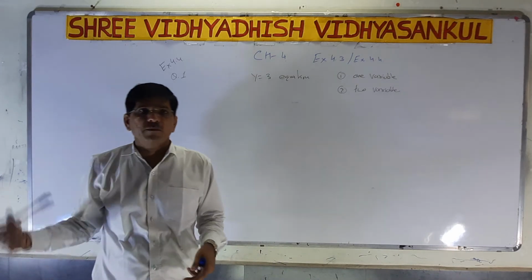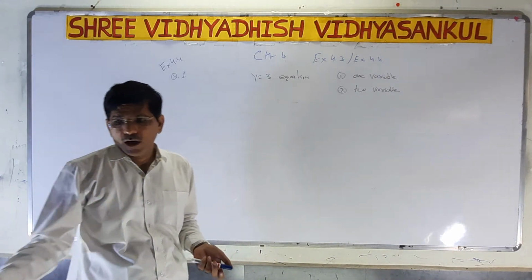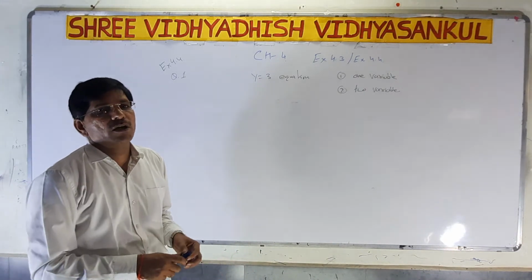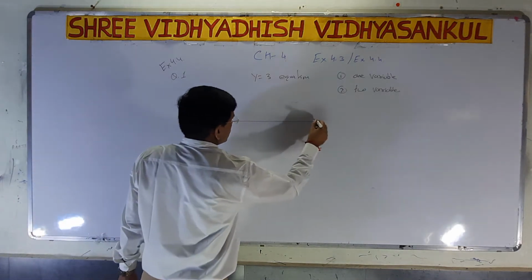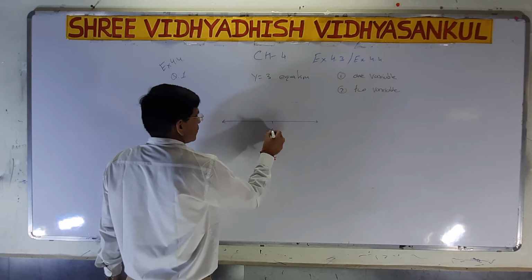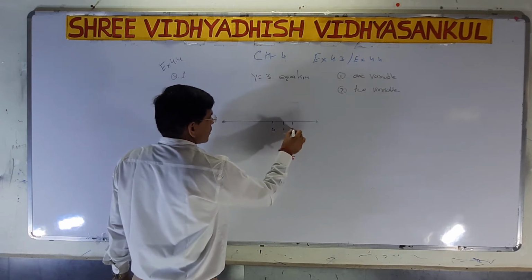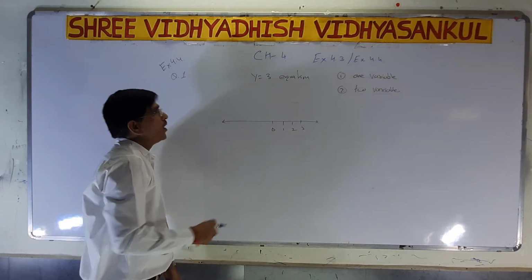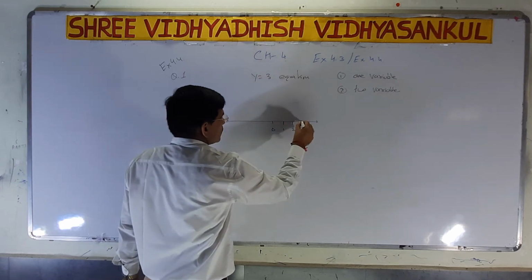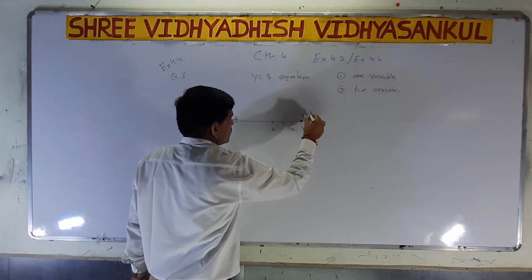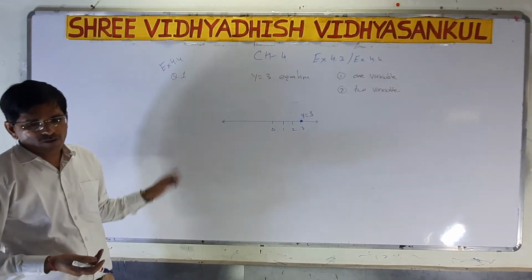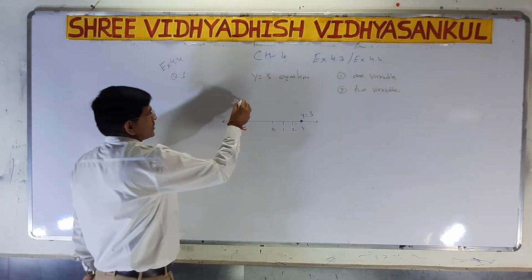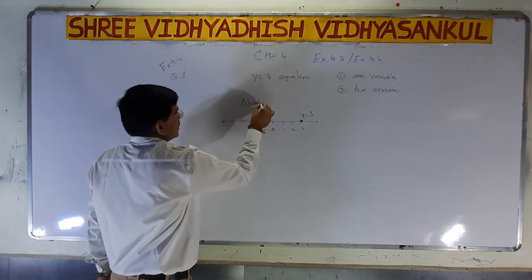Now one variable means what and two variable means what? When one variable means it is only x-axis. Just we have to draw one equation. We have to put 0, 1, 2 and 3. What is value of y is equal to 3? It is related with the one variable, or we can say number line. It is called number line.